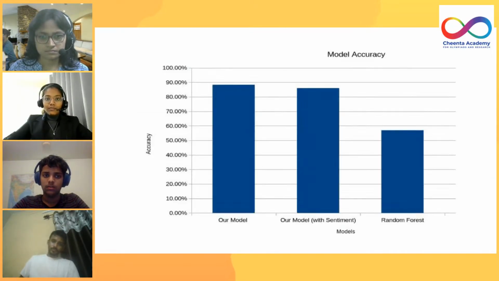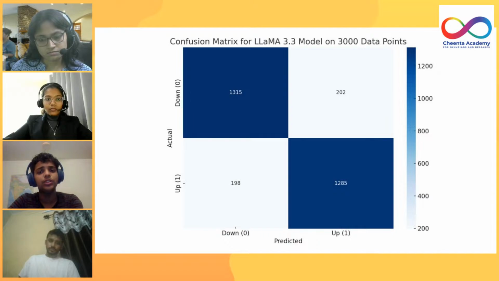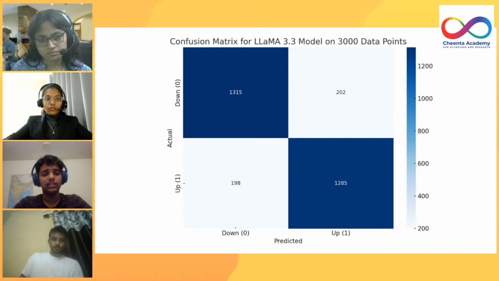Next slide, please. So, this is our data visualization of our model accuracy. As you can see, our model without the sentiment analysis has performed the best, and this is because of multiple reasons. Next slide, please. This is a confusion matrix based on 3,000 data points for our Llama 3.3 model. This is how we deduced our accuracy score of 88.33%, which is pretty good.